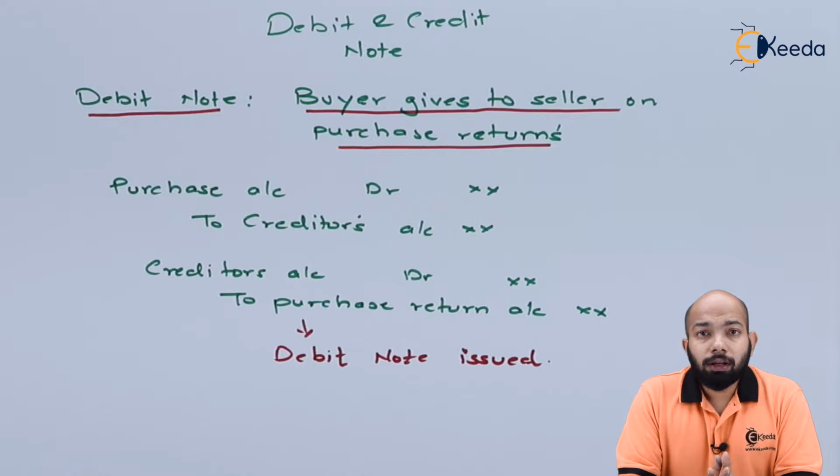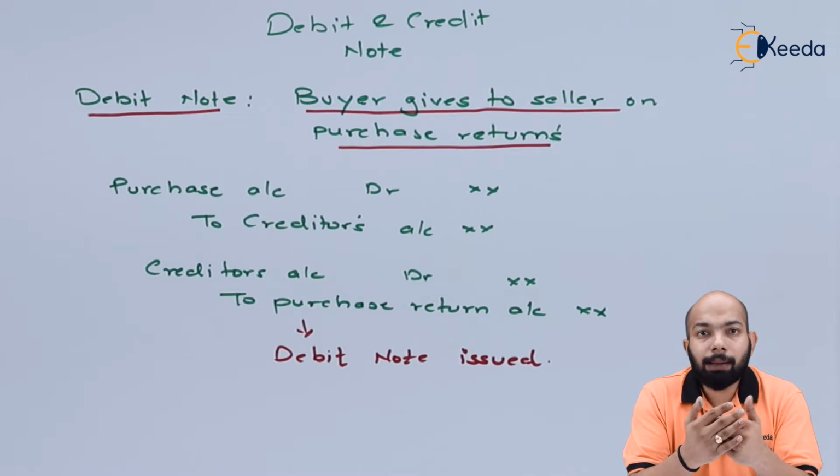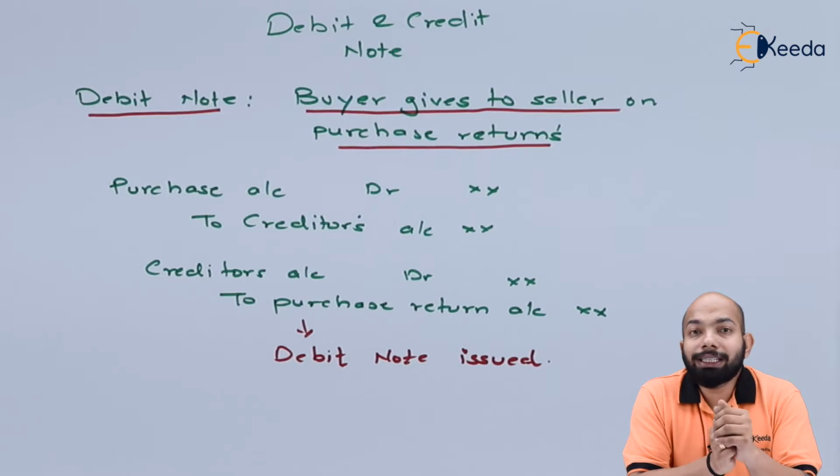Now, whenever a buyer of goods gives a set of goods that are defective back to the seller, that's when we call it a purchase return. Hence, whenever a purchase return happens, that means there are certain goods that you purchased and found defective, you give them back to the seller, and at that point of time a debit note is created and provided to the seller.